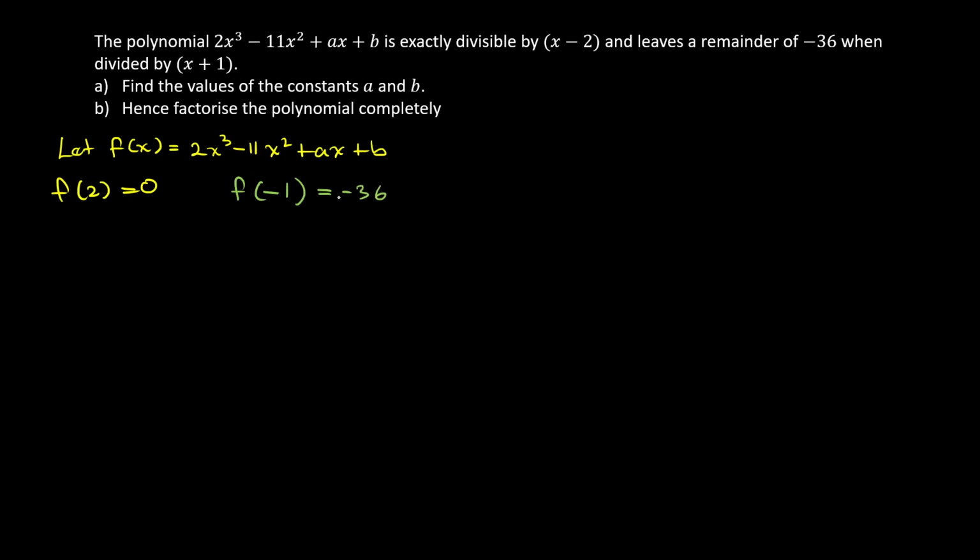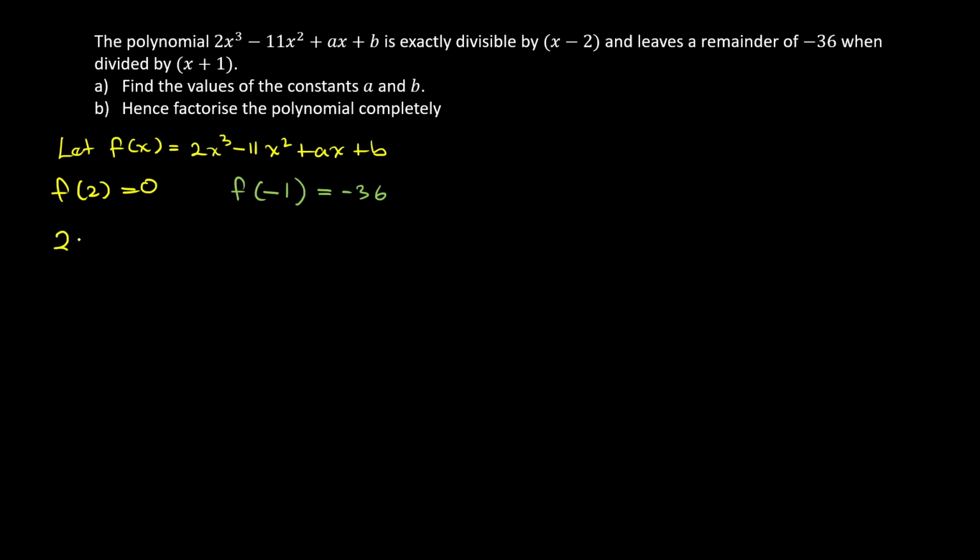All right, now let's substitute 2 for x, and then later on substitute minus 1 for x. That should equal minus 36. And we are expected to have two simultaneous equations which we can solve to get the value of a and b. Okay, let's do that. Let's do f(2) first. Okay, now I'm putting 2 in place of x.